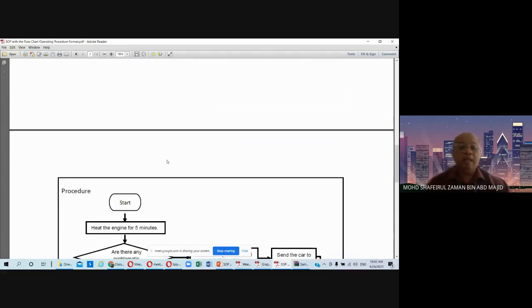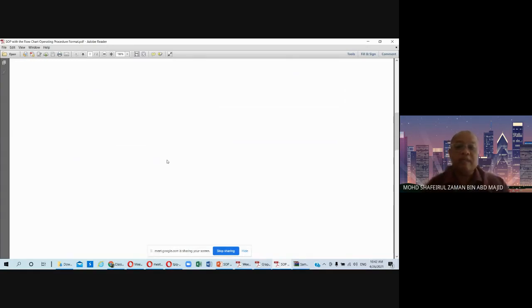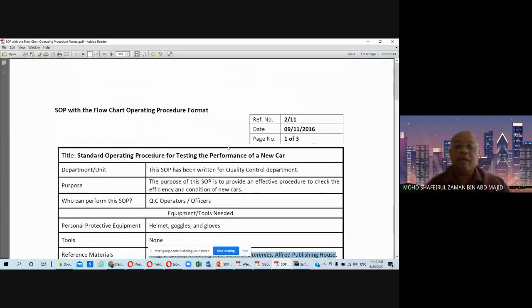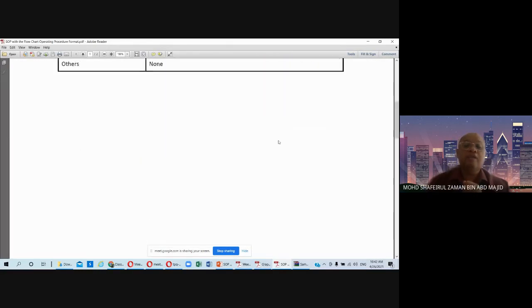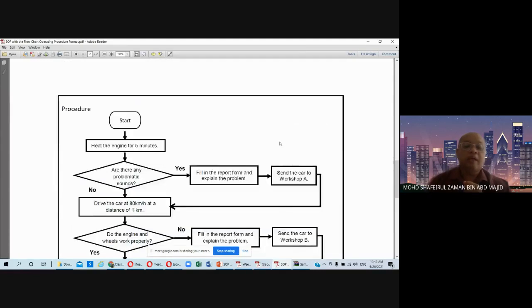Supposedly on the second page over here, you're going to have the same box as appeared at the beginning of the SOP. The reference number and the date are going to be the same, but the page number will be a bit different because it is the second page, so it's going to be 2 of 3. This is the flowchart.